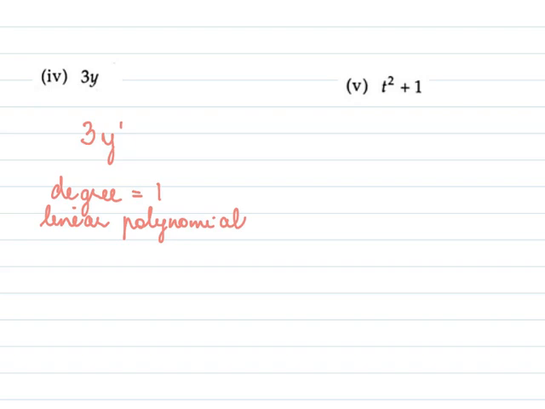For the next, we have t square plus 1. And here the power is 2. This is t raised to 0. This is a polynomial in t, so we need to do t raised to 0 here. So power is 0. Highest power is 2. So degree 2. Degree 2 is a quadratic polynomial.